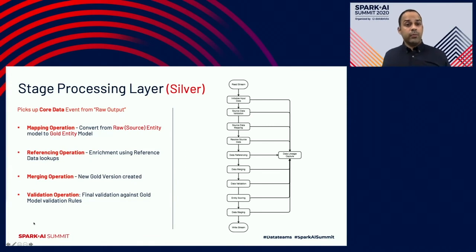So once our raw layer is complete, we then move on to our stage processing layer, or the silver layer. Now, this is where a bulk of the operations happen. There are many things that happen here, but at a very high level, we begin with a mapping operation where we convert from the raw source entities to our gold entity models. We then proceed on to a referencing operation, which is basically enrichment using reference data lookups. We then head over to our merging operation, where we get the last known best version and create a new version of the data based on the change set required. And finally, we head into a validation operation, where we enforce our final validation against our gold standard rules. Essentially, you pass the validation operation, you have a new version of gold standard data.